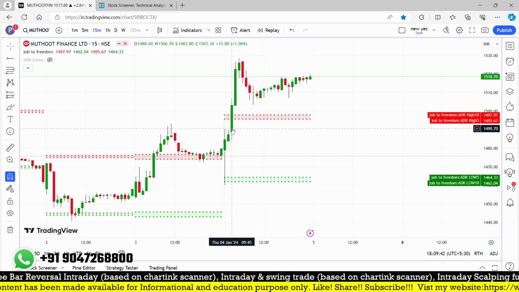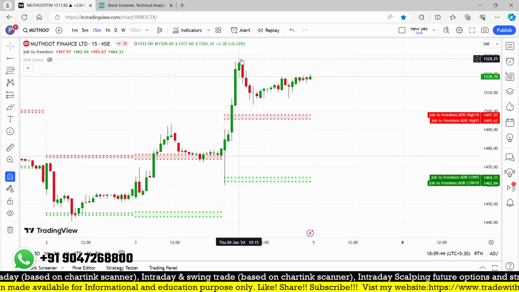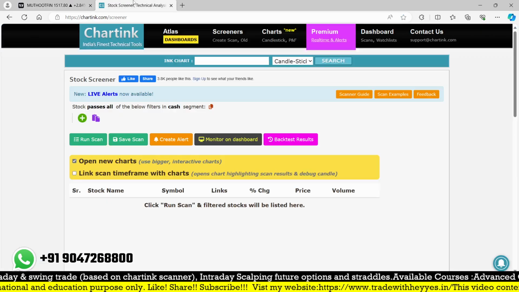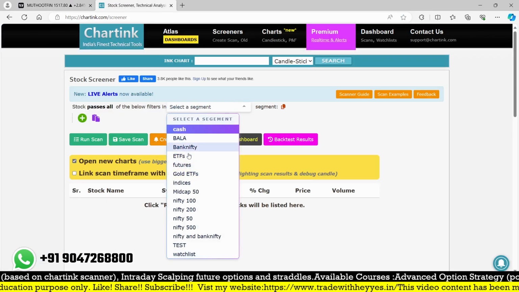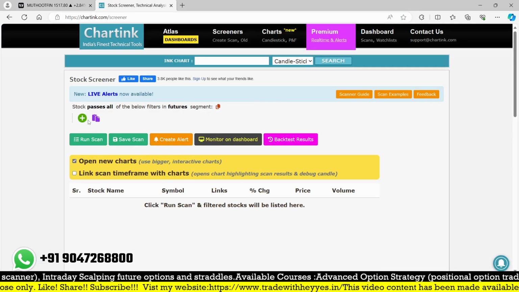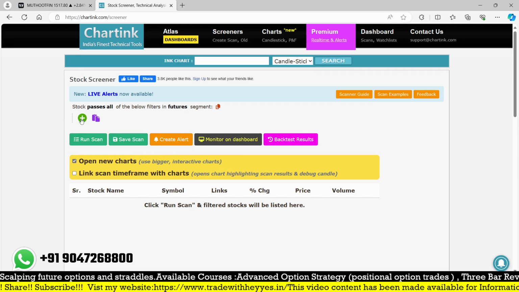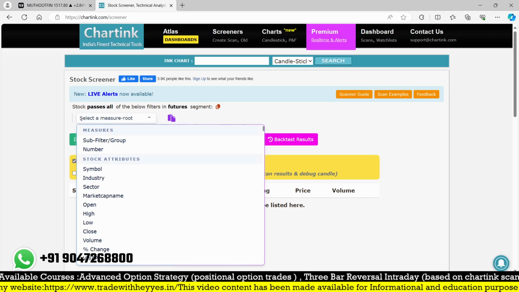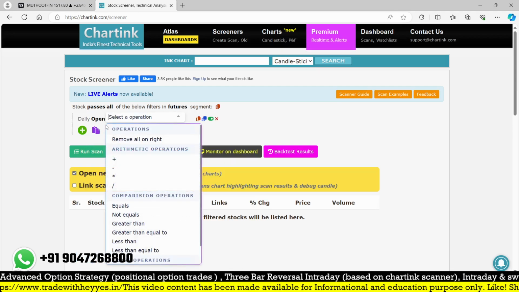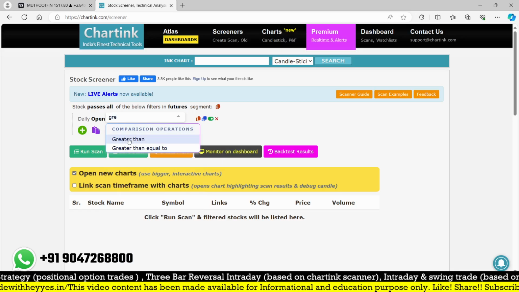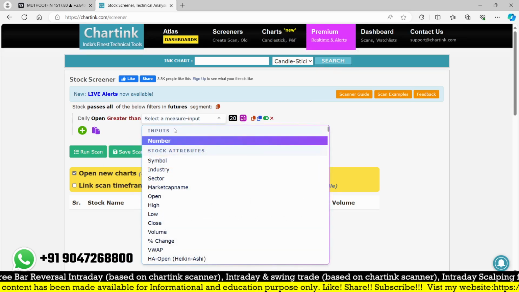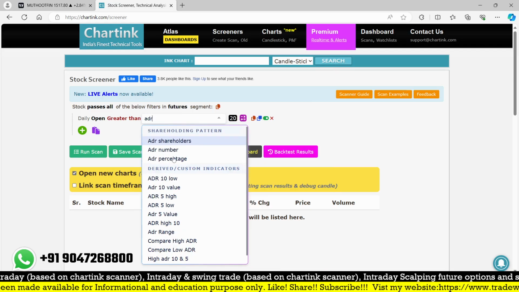So when it breaks above 1490, it went up to 1520. It's almost 30 points of movement which is happening. That is what we are going to create in this particular scanner. Maybe soon you will be getting many scanners like this on these ADR patterns. It is working very well for an intraday trade. So the open greater than, sorry, yeah, it must be greater than. So let me create it live, ADR.